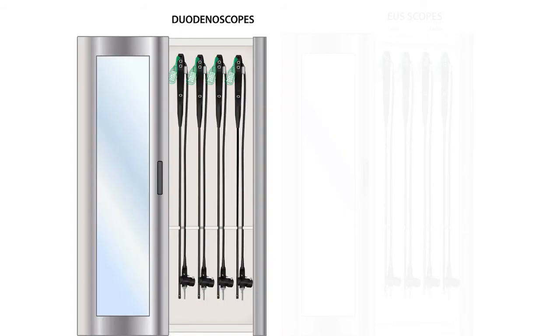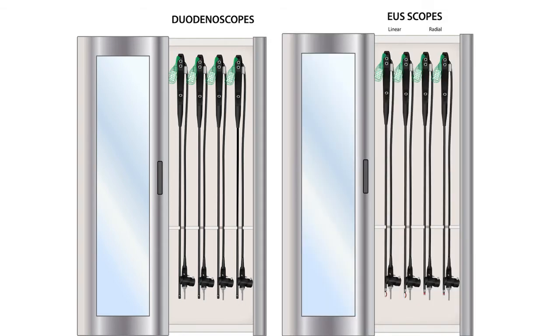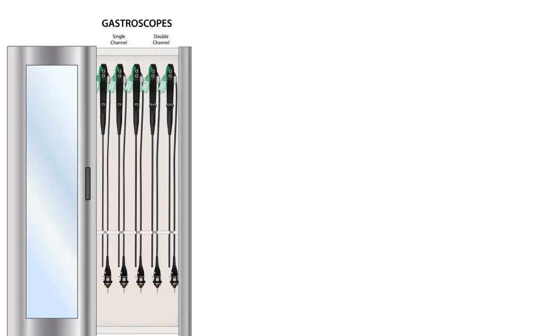So, here is the cabinet storing the duodenoscopes. Duodenoscopes are also called ERCP scopes or side viewing scopes. And then ultrasound scopes, otherwise called EUS scopes. It could be either a linear or radial EUS scope. So, let us come back to the gastroscope and see what all it can do.